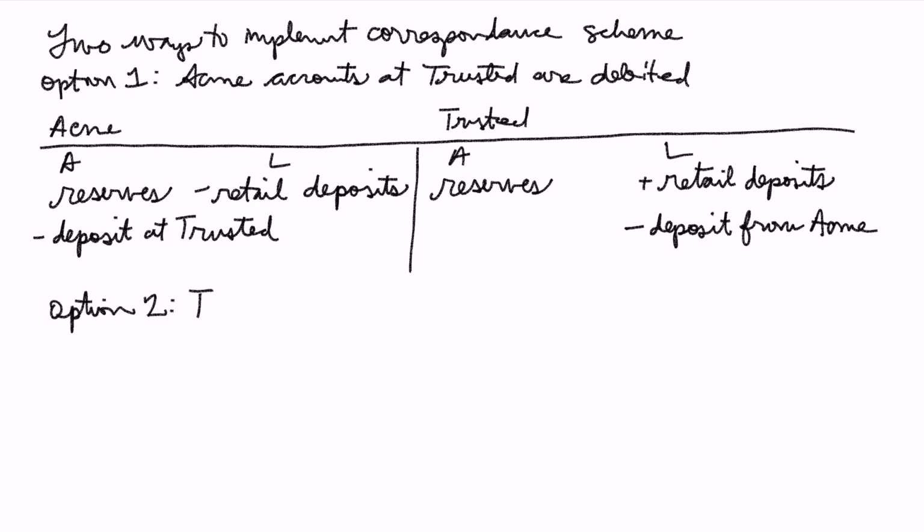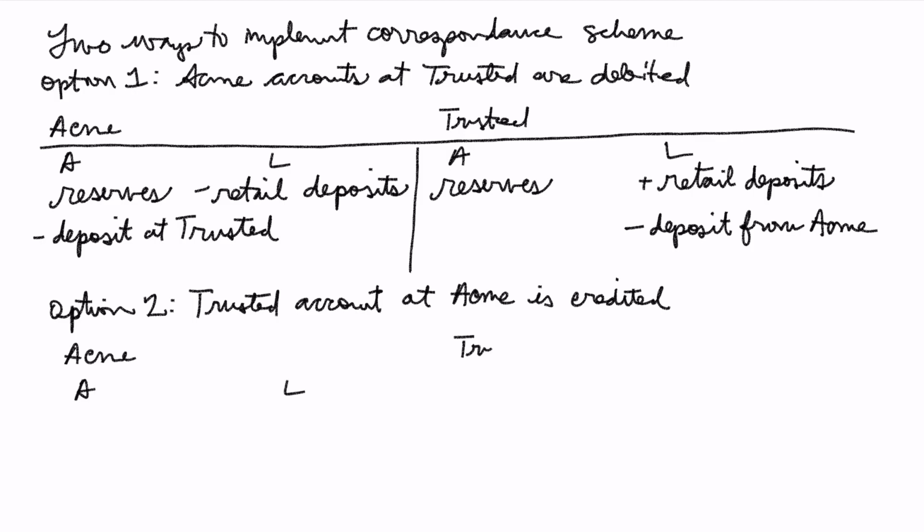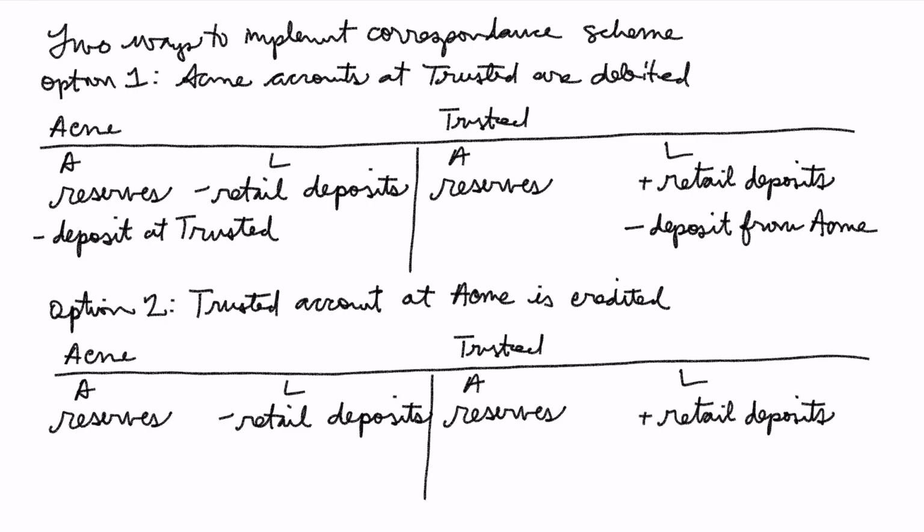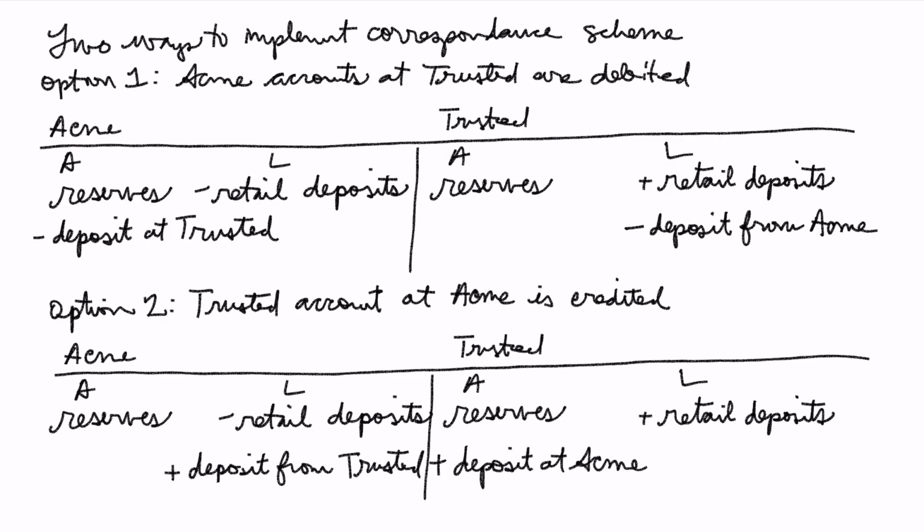Now option 2 is where Trusted's accounts at Acme are actually credited. So here's what that looks like. Setting up our balance sheet, Acme, Trusted, assets, liabilities. Again, both banks have reserves. Now we're moving the retail deposits again from Acme to Trusted. But instead this time we're going to add money into the Trusted account. So Acme increases its liability, and then Trusted increases its assets because it has money in its deposit account at Acme. So we see this method expands the balance sheets, the correspondent deposit account balances, and money. So we have net pluses.